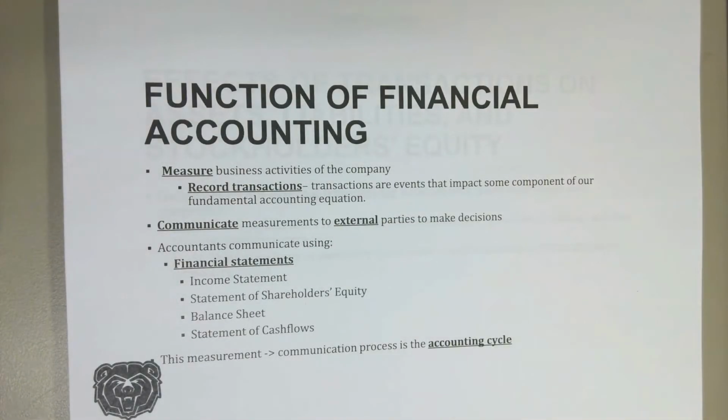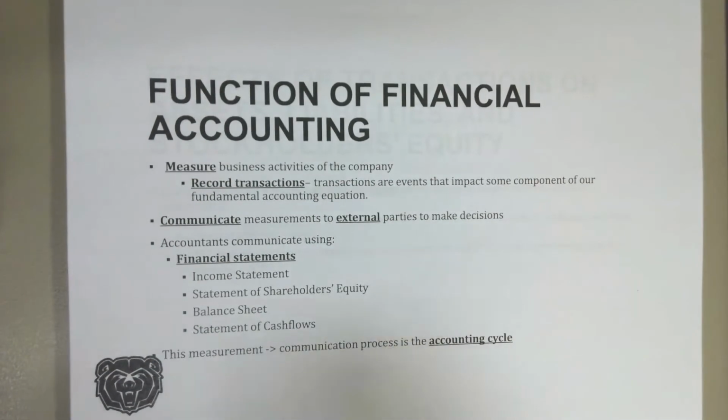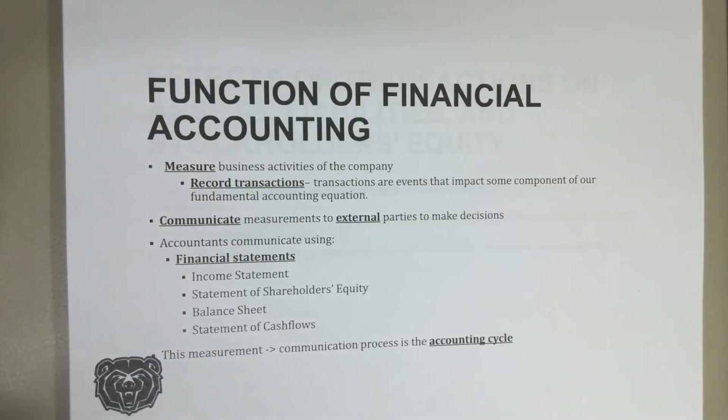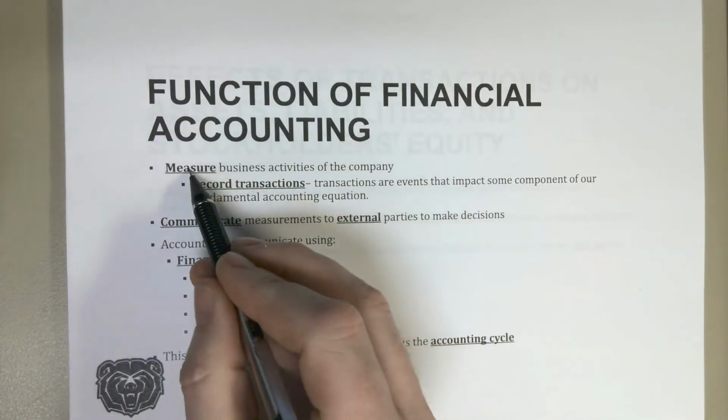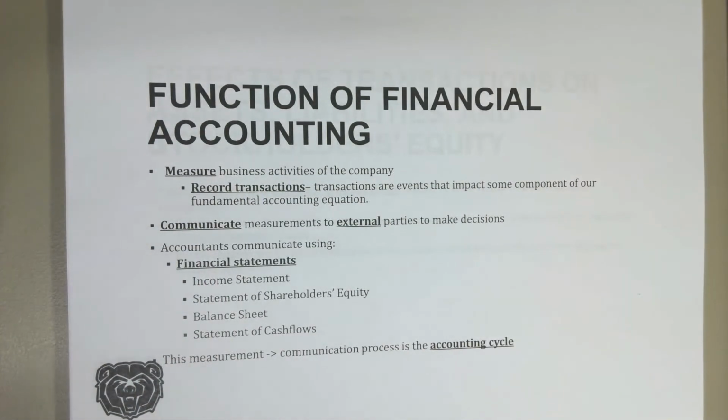So we're going to do a quick review, and we're going to talk about what is the function of financial accounting. Why do we do financial accounting? It really is so that we can measure those activities, so business activities of the company. And then we're going to record those transactions. So those business activities that actually impact our financial statements, that impact our financial accounting equation, those are what we call transactions. And we're going to record those transactions.